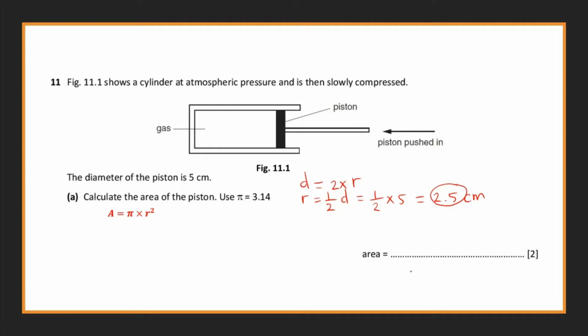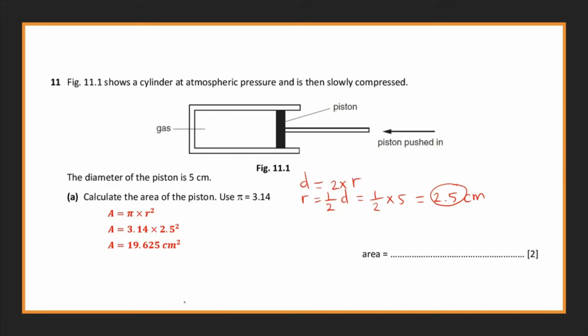Okay? Now let's calculate the area of the piston. Area equals to, use pi as 3.14, times 2.5 squared. Don't forget the square, okay? The 2.5 comes from this. Radius is half of the diameter. Use your calculator to do this multiplication. You will get area equals to 19.625 centimeter squared.